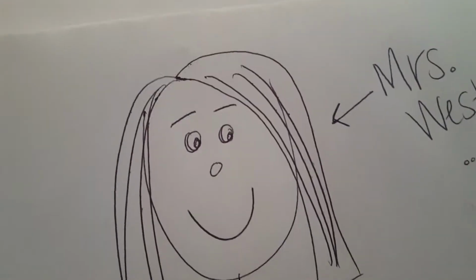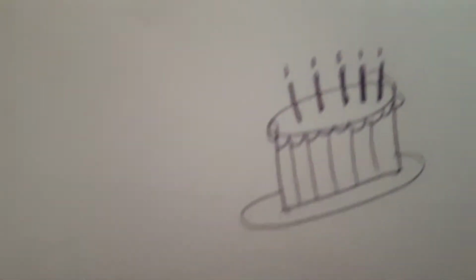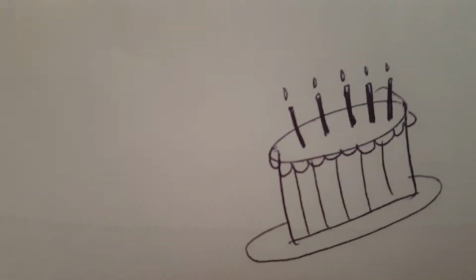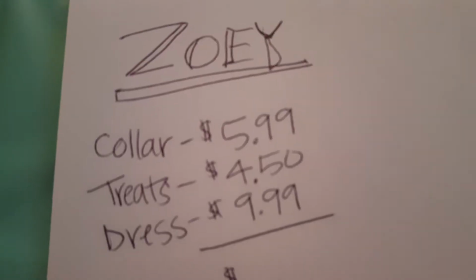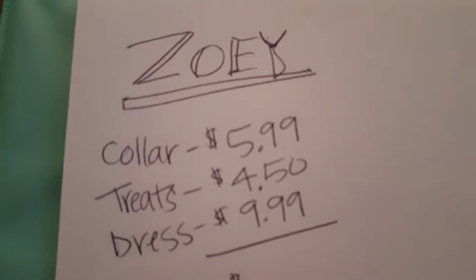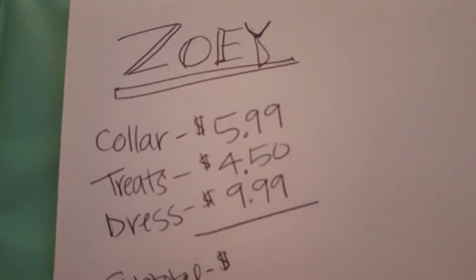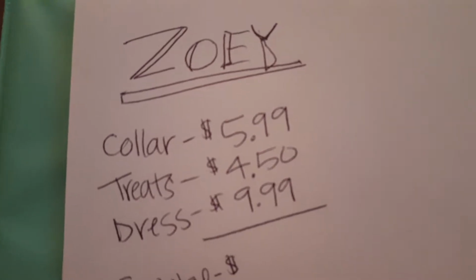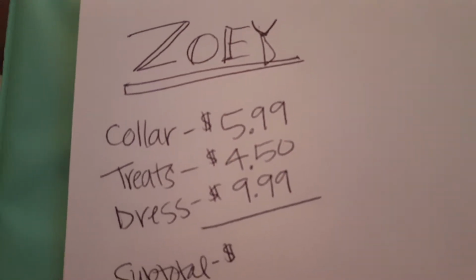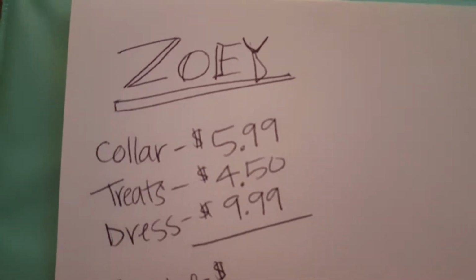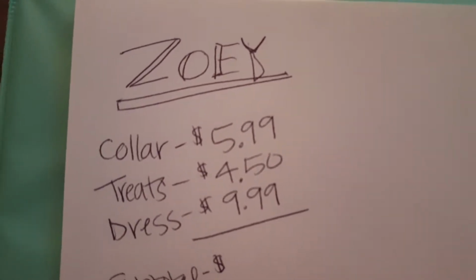And today we're going to be planning out some birthday gifts for my wonderful little puppy, Zoe. And here's the list of things that I want to get Zoe for her birthday. A new collar for $5.99, some treats for $4.50, and a new dress for $9.99. Even though she really doesn't like wearing it, I love putting her in them because it's really, really funny.